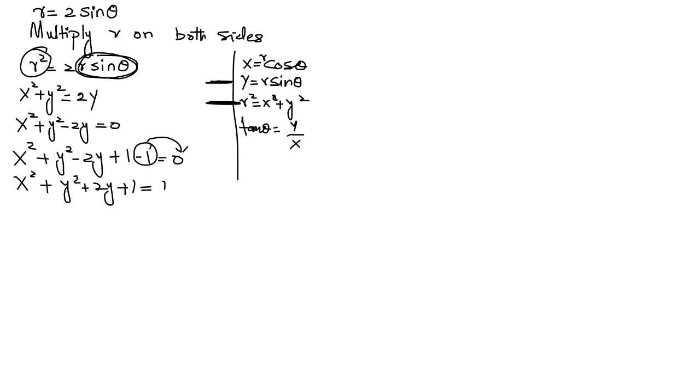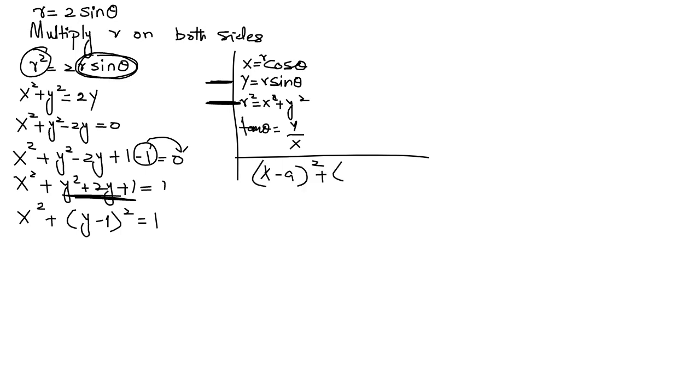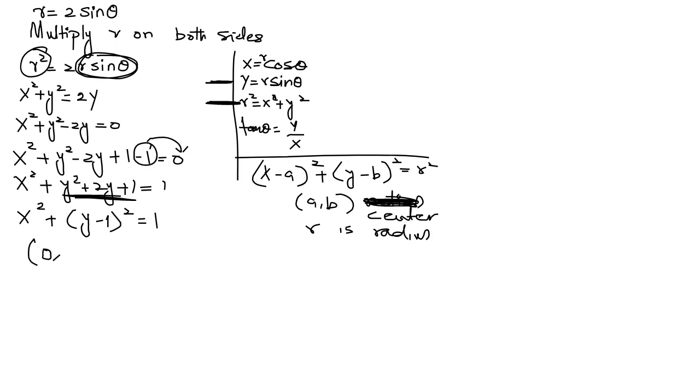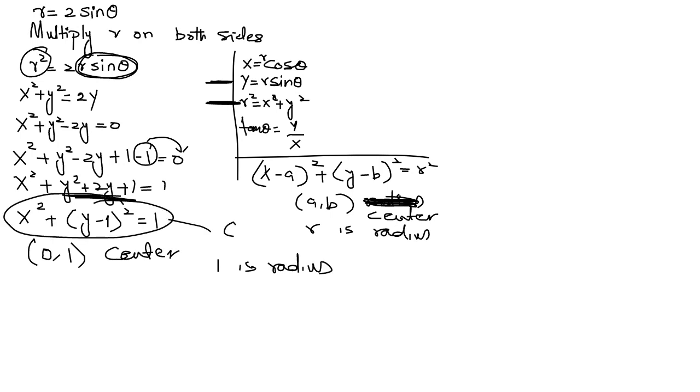So this is the formula: x square plus y minus 1 whole square is equal to 1. In general, the equation of a circle is x minus a whole square plus y minus b whole square is equal to r square, where a and b are the center, and r is the radius. So in this case, 0 and 1 is the center point and 1 is the radius. So this equation tells you that this is the equation of the circle. Okay, got it?